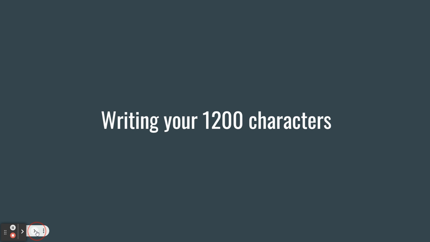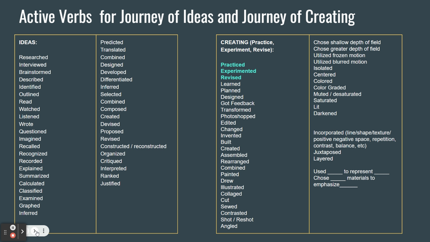Now for your 1200 characters, what I counsel my students to do is explain the journey. So it's 600 characters and 600 characters. And the first 600 characters is mostly about the idea. So we put together this list of active verbs because there might be many of these things that you did when you were coming up and developing and growing and changing your inquiry.